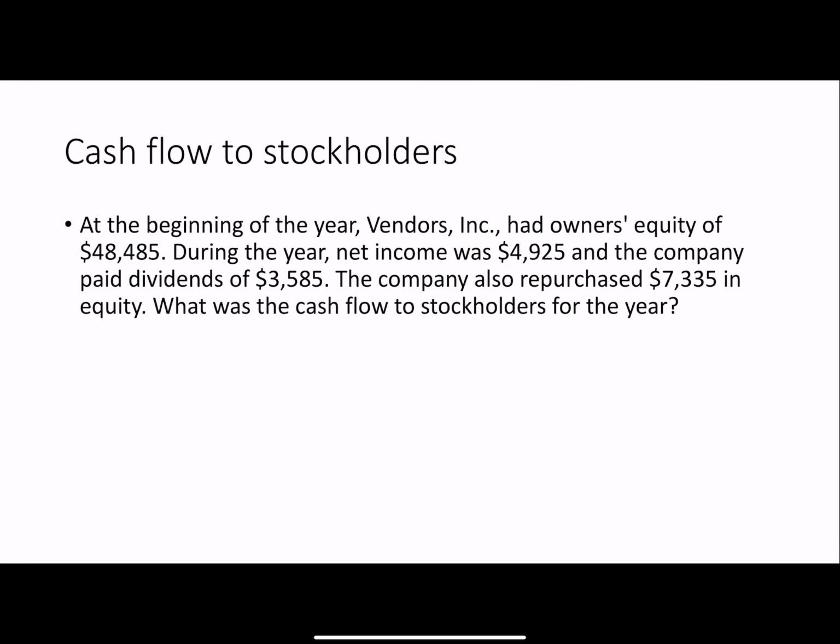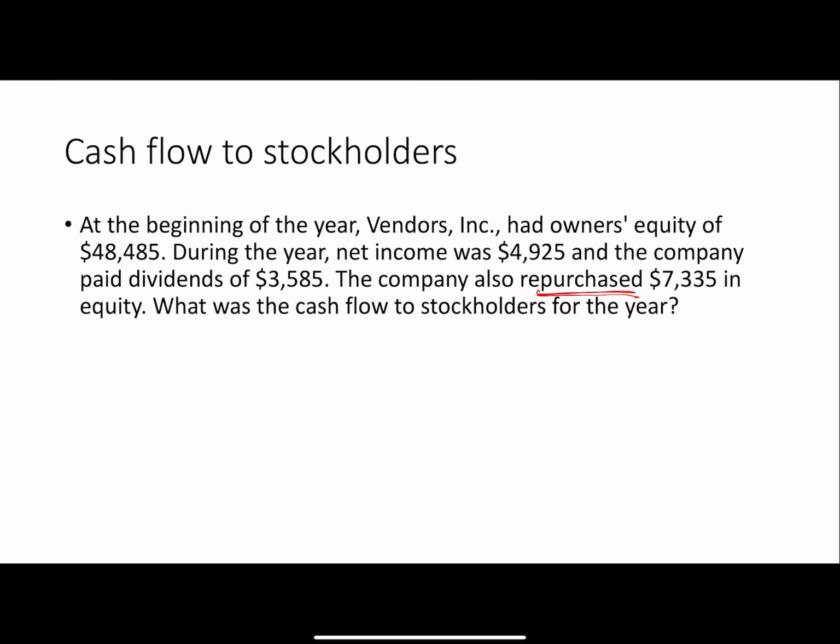Next problem. Cash flow to stockholders. Again, at the beginning of the year, Vendors Incorporated had owner's equity of $48,485. During the year, net income was $4,925, and the company paid dividends of $3,585. The company also repurchased $7,335 in equity. Interesting. Repurchased. What was the cash flow to stockholders for the year?